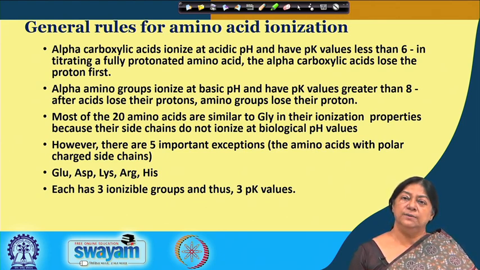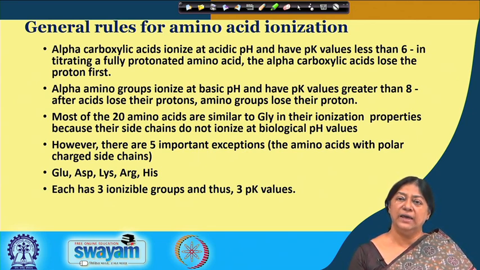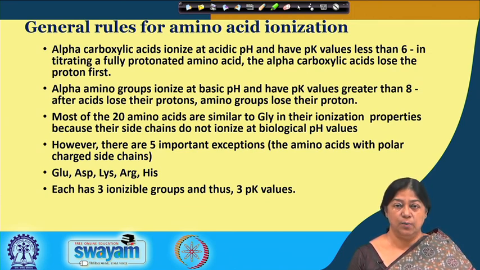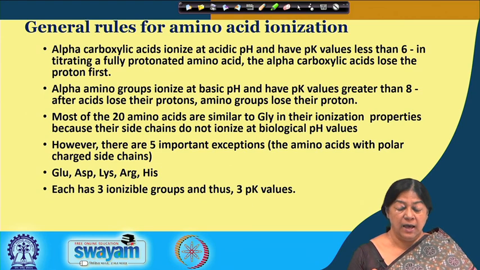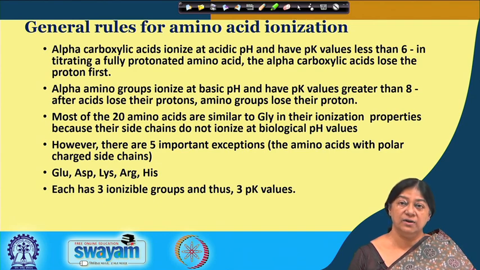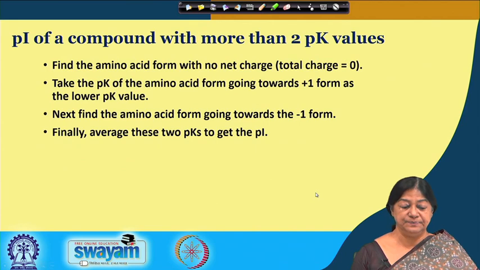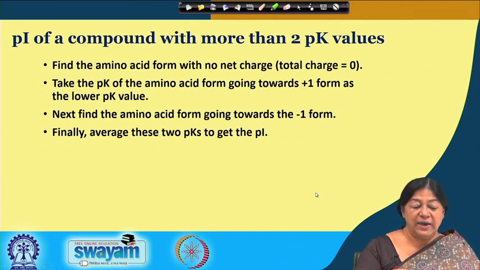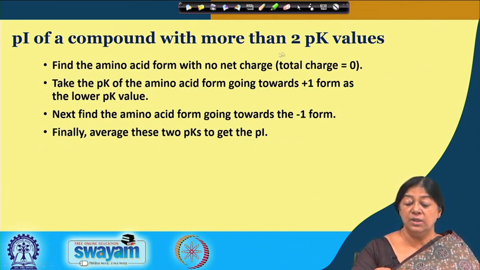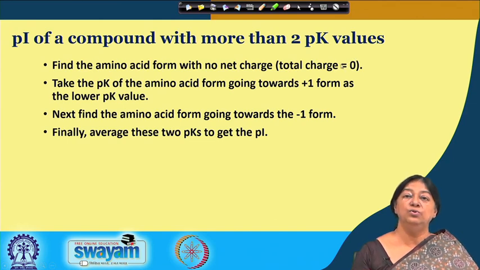Now, most of the 20 amino acids are similar to glycine, just like the table I showed you, where we have a pK1 and a pK2 value, and we can determine the PI value, which is just the average of the pK1 and the pK2. However, there are specific exceptions to these. We will look at these exceptions where the R group, that is the side chain, is also ionizable.